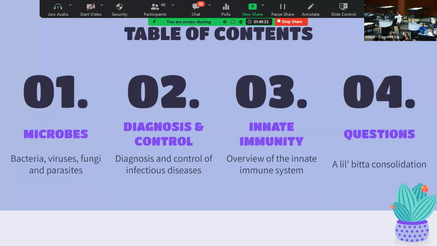Nice. Okay, so today we'll be going over 4 different parts. We'll go over microbes, diagnosis and control, and innate immunity. And if we have time, we'll go over the questions. If not, you can go through those in your own time.